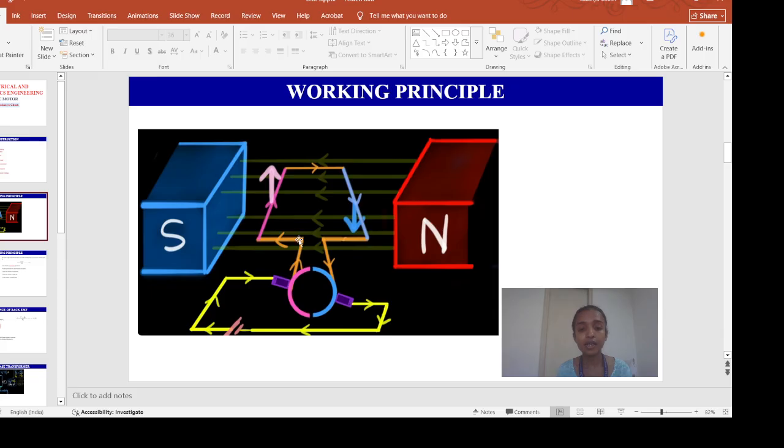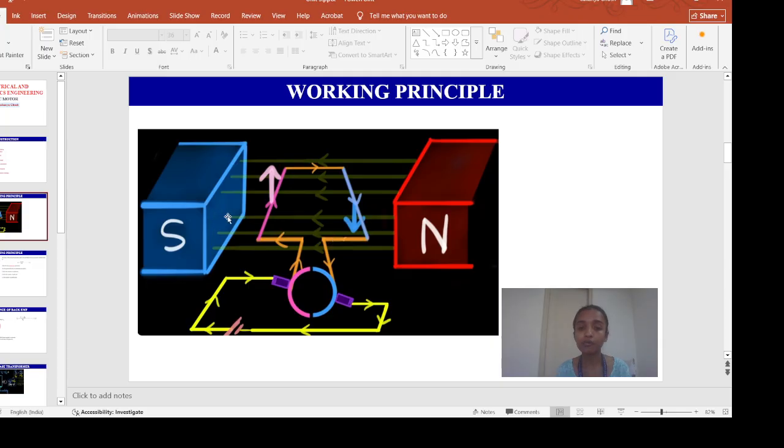Some EMF, as per Faraday's law of electromagnetic induction, when we place this rectangular loop within the magnetic field, what will happen? Some EMF will get induced in each arm of this rectangular loop, and the current starts flowing through this loop. Now, each arm, the current that is flowing through each arm, the direction of these currents are not same.